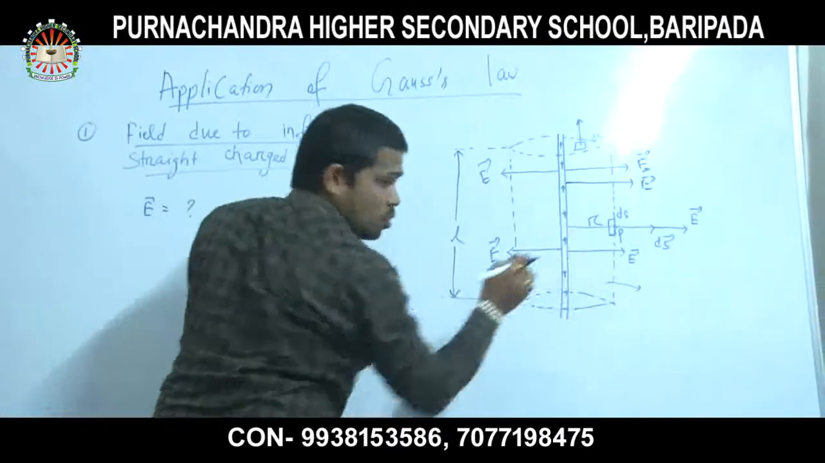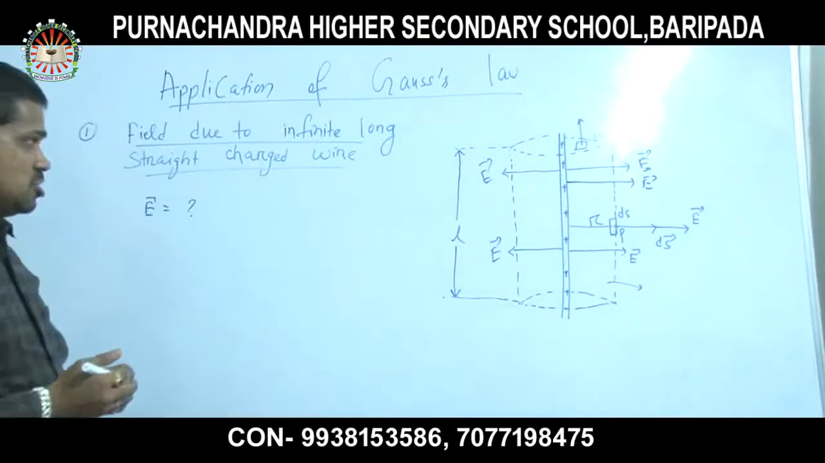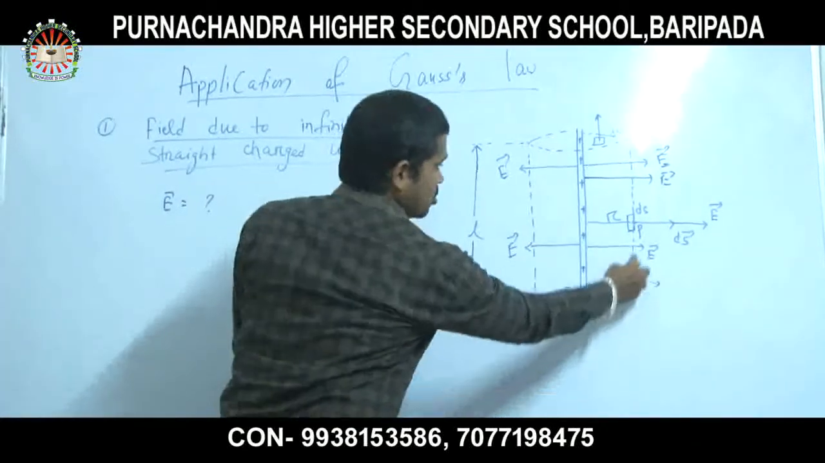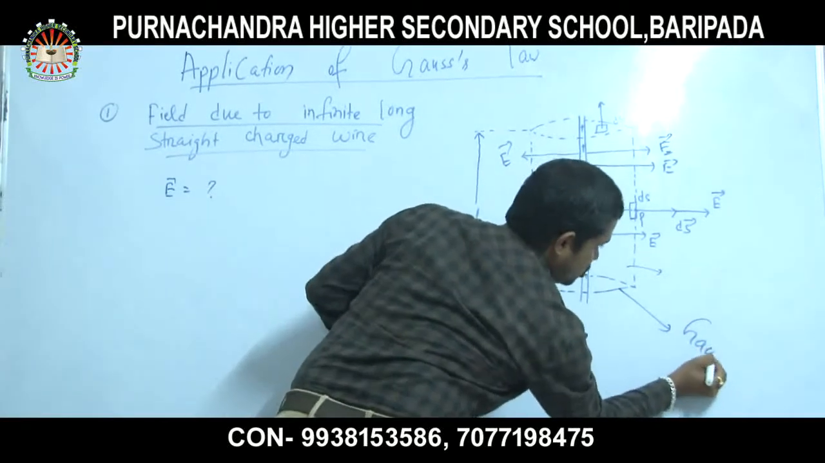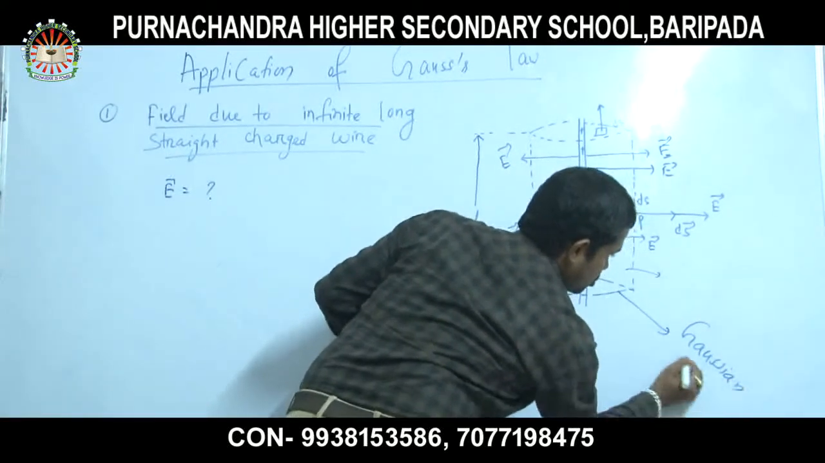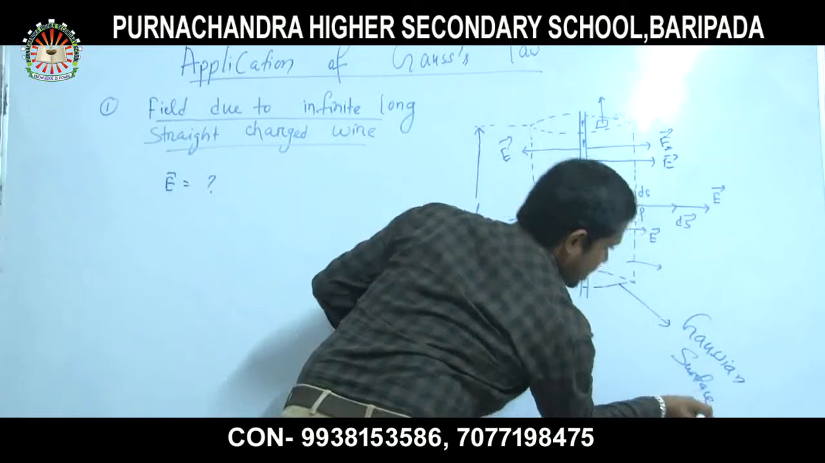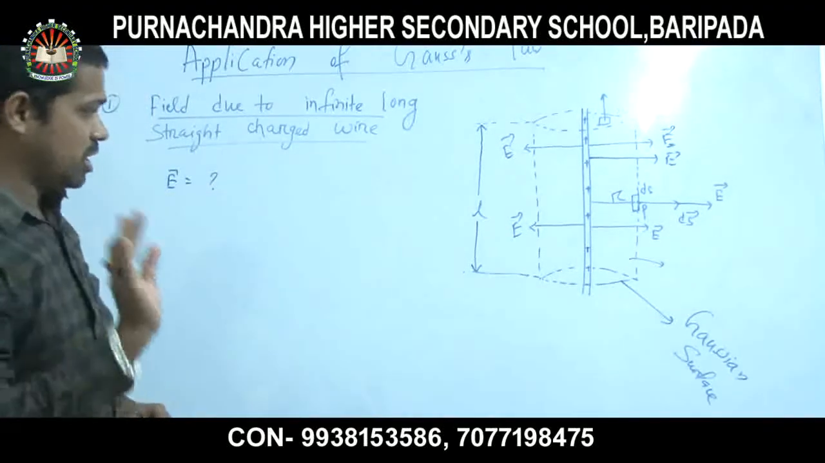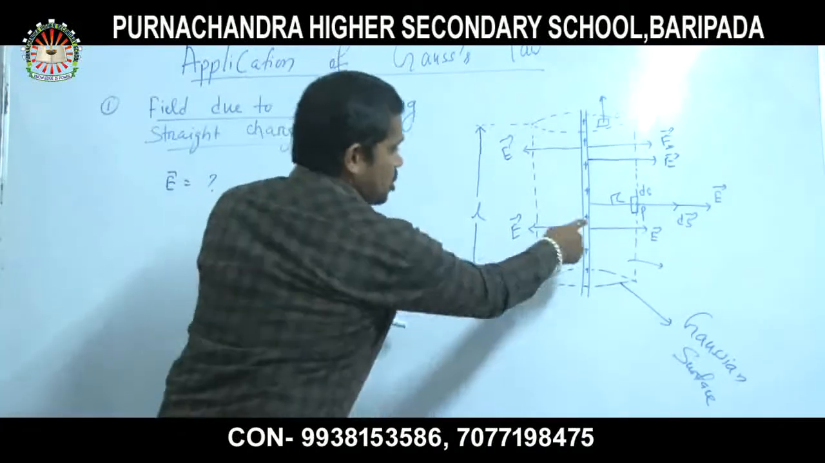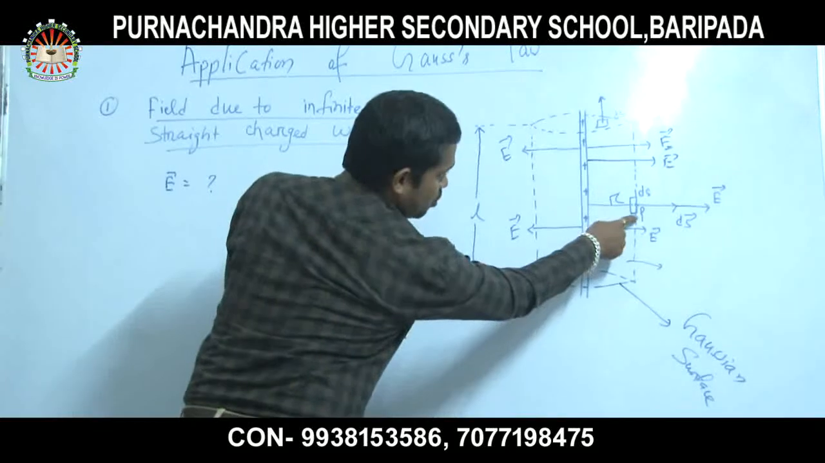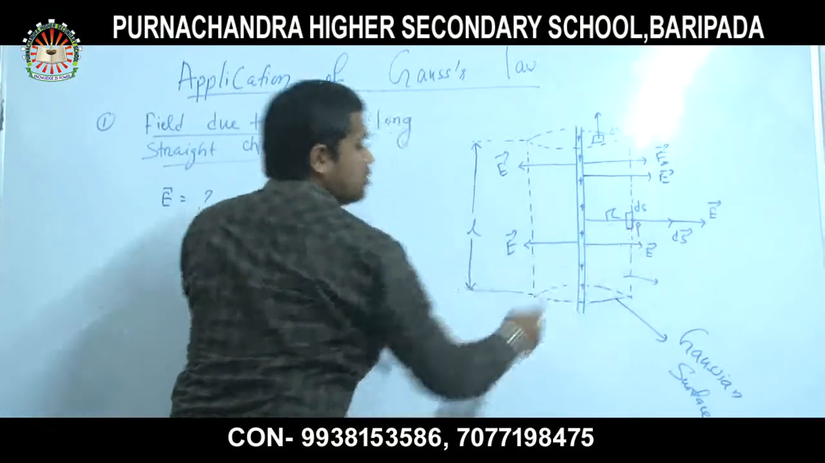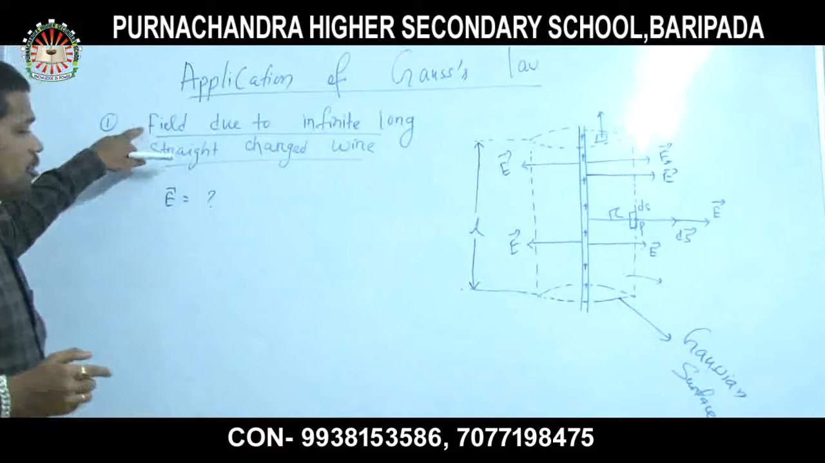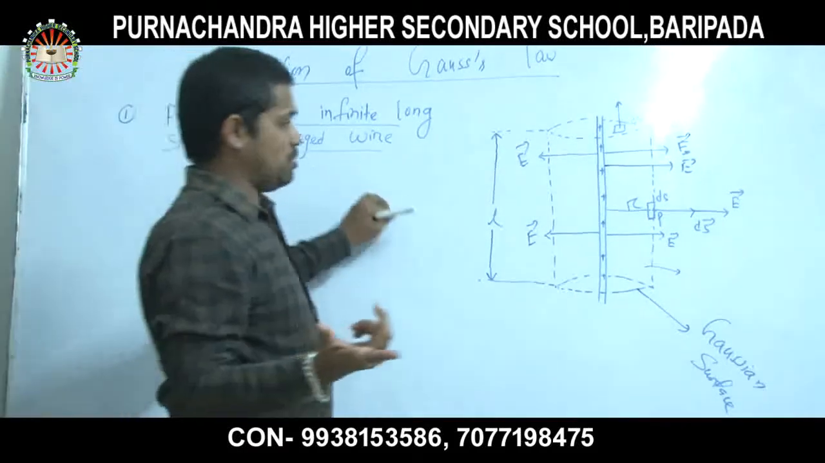Now, what are we assuming? This is your Gaussian surface. Again I will repeat, this is your Gaussian surface, and it is an imaginary surface. It is not a real one. Now, on this Gaussian surface, I have to take a point P, and at this point P, I have to find the value of electric field intensity. This is our main aim.